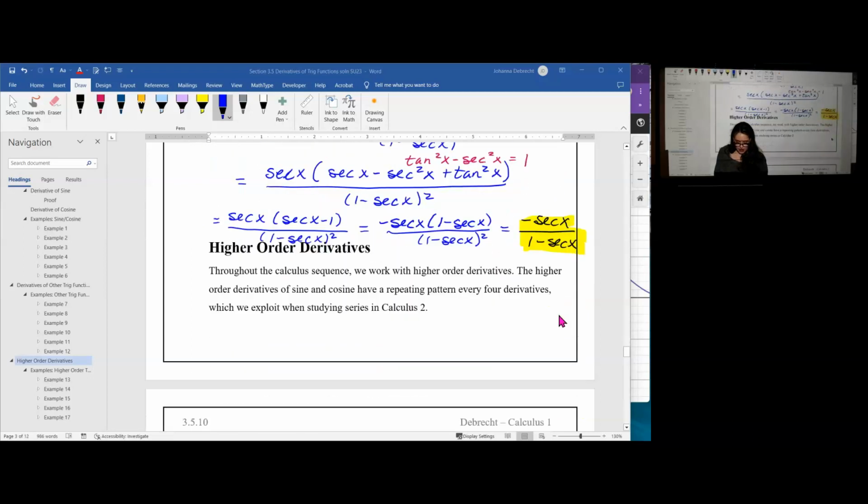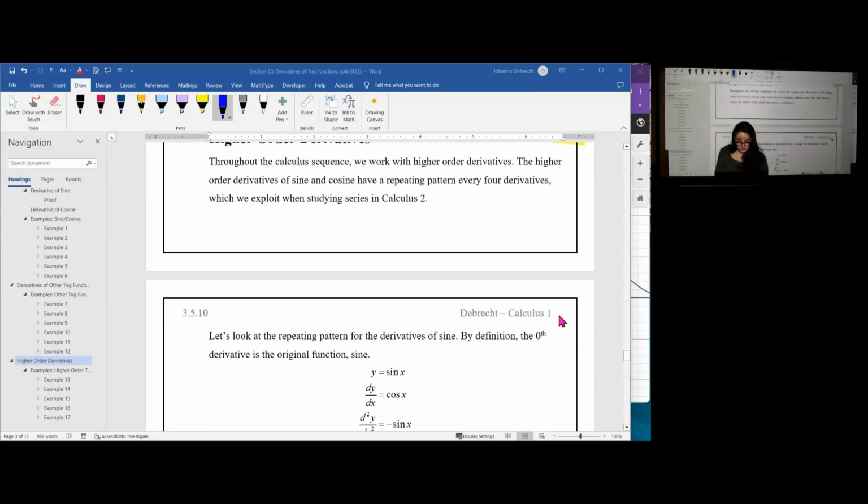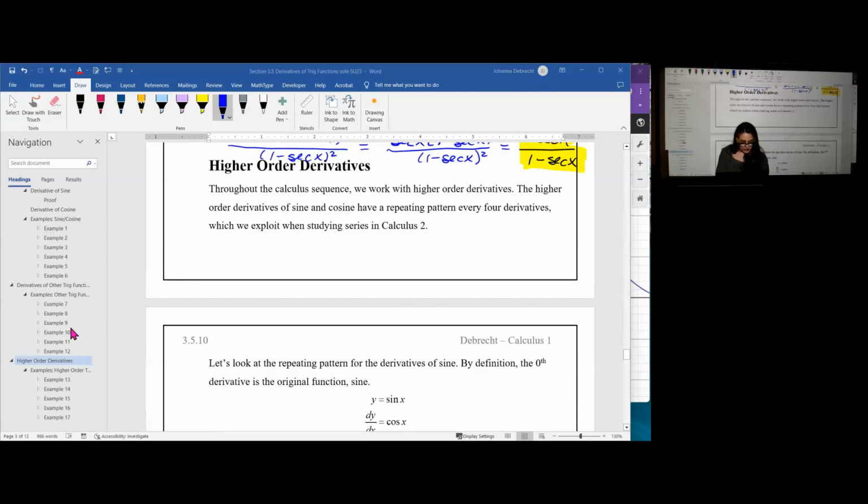We turn our attention now to higher order derivatives. This is the last part of this particular video. Throughout the calculus sequence, we work a lot with higher order derivatives. It becomes a big part of series when we look at Taylor series and Maclaurin series in Calculus 2. We worked with them as well in Calculus 3. They just come up very often.